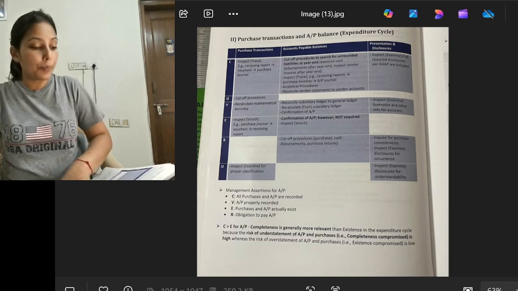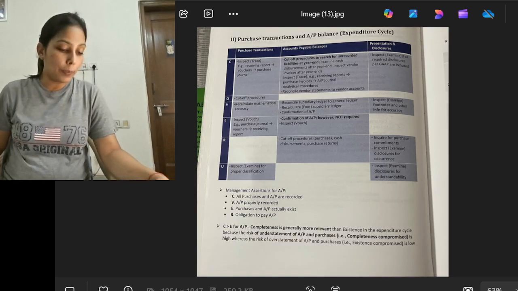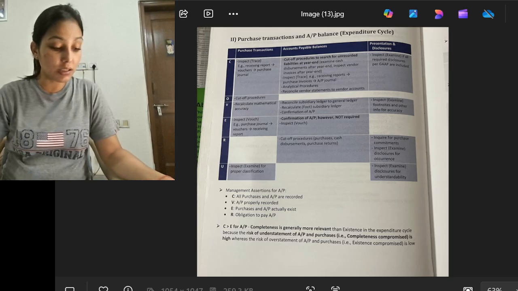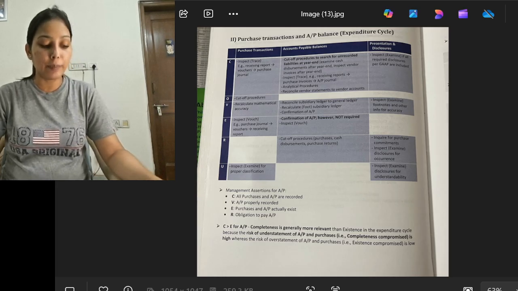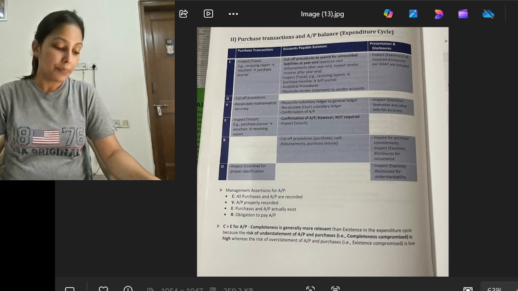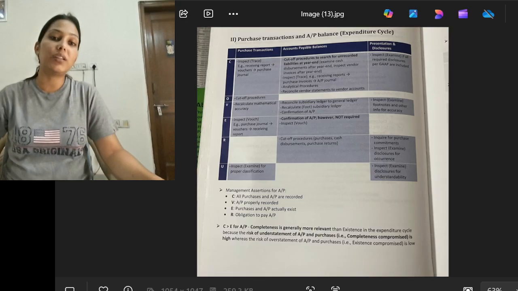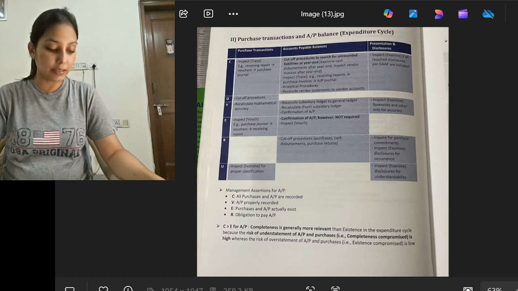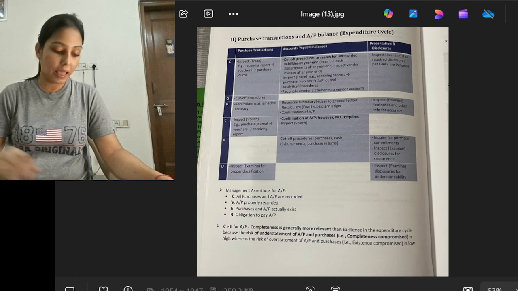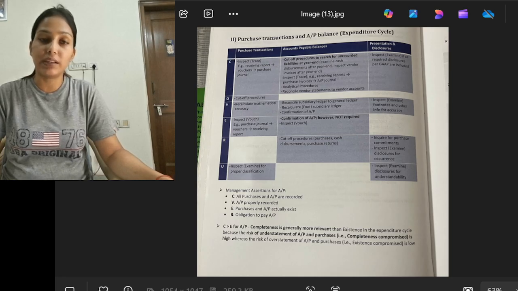Now we will be talking about the purchase transactions and AP balances, which pertain to the expenditure cycle. For the purchases, if you talk about the assertions, completeness is traced through inspection. That is, the receiving reports, vouchers, and the purchase journals are verified. After that, the cutoff procedure is performed to check whether the purchases and expenditures have been recorded in the correct accounting period or not. Then the recalculation of the mathematical accuracy is done. Inspection or vouching of the purchase journals and receiving reports is done, and then inspection is done for the proper classification of the purchases and expenditures.